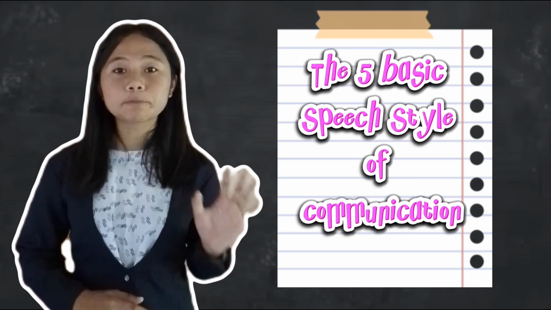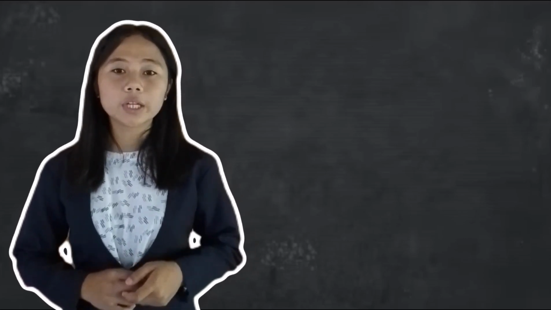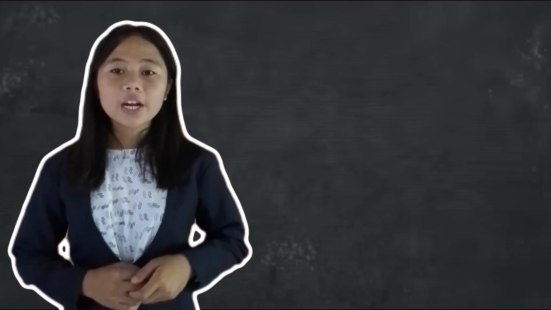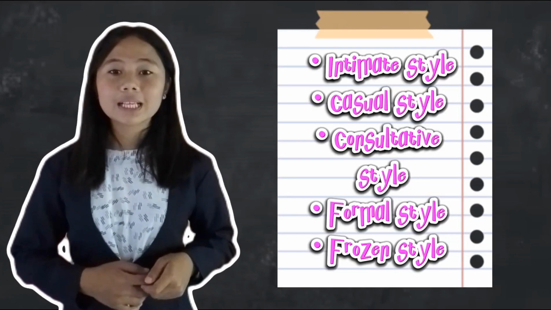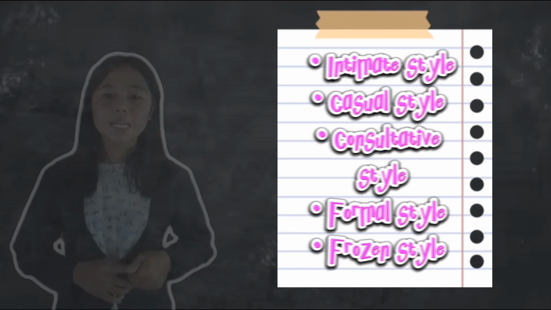A good understanding of the 5 basic speech styles of communication will help to learn how to react most effectively in different situations. It will also help recognize when you are not being assertive or not behaving in the most effective way. Again, here are the 5 basic speech styles: intimate, casual, consultative, formal, and frozen.